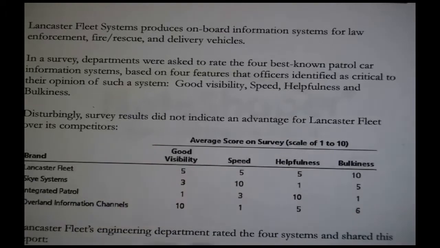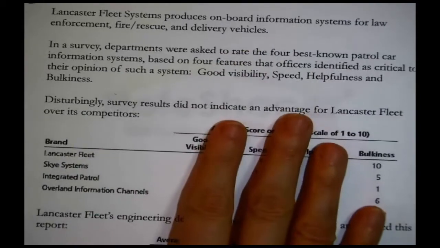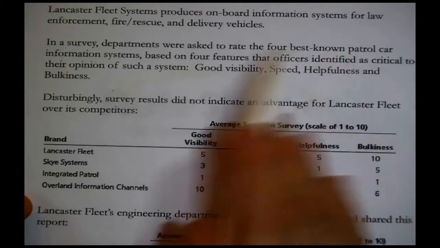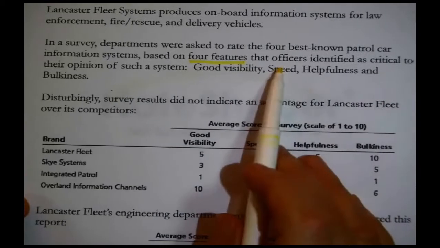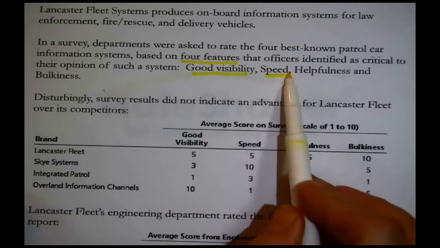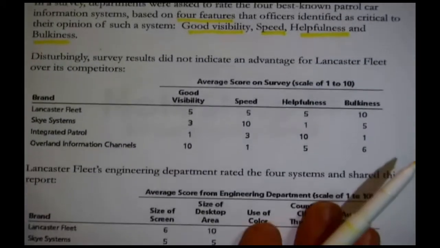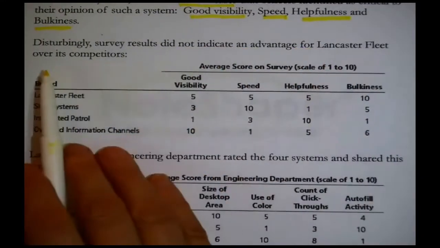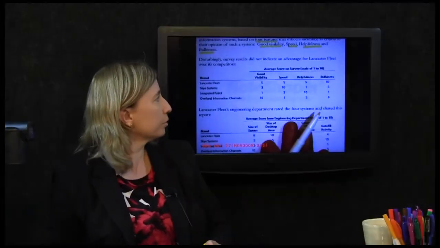Lancaster Fleet Systems produces onboard information systems for law enforcement, fire rescue, and delivery vehicles. Now, in a survey, departments were asked to rate 4 best-known patrol car information systems based on, now notice this, 4 features that officers identified as critical to their opinion of such a system. These are the 4 features: good visibility, speed, helpfulness, and bulkiness. Disturbingly, survey results did not indicate an advantage for Lancaster Fleet over its competitors. And we have this table of information.